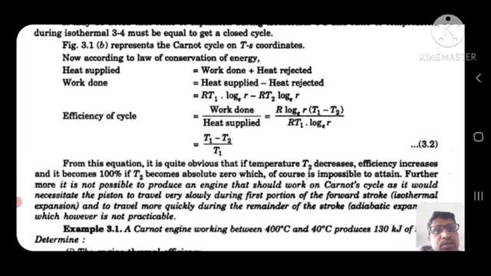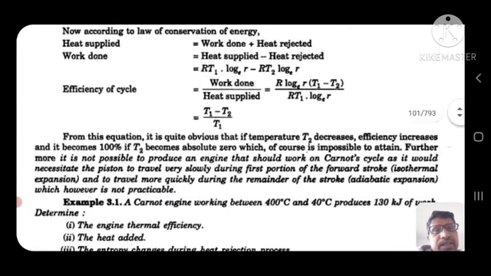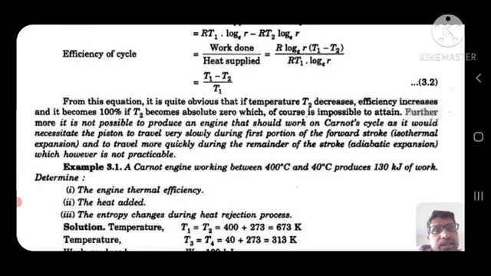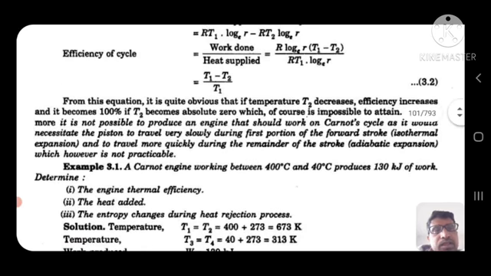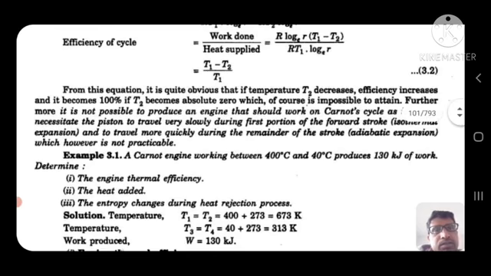Now, according to the law of conservation of energy, heat supplied is the work done plus heat rejected. Work done is heat supplied minus heat rejected. Work done is equal to RT1 log r minus RT2 log r. Efficiency of the cycle is the work done by heat supplied, that is R log r (T1 minus T2) divided by RT1 log r, so (T1 minus T2) by T1.